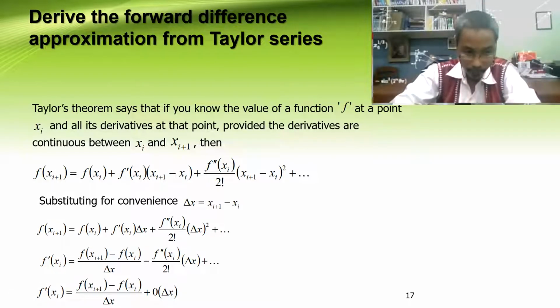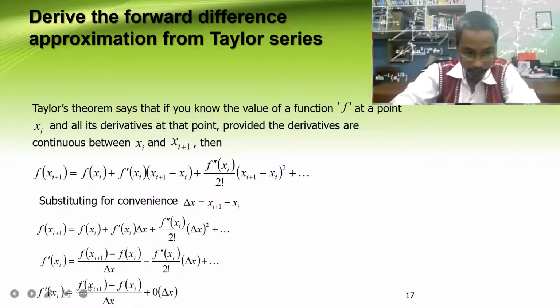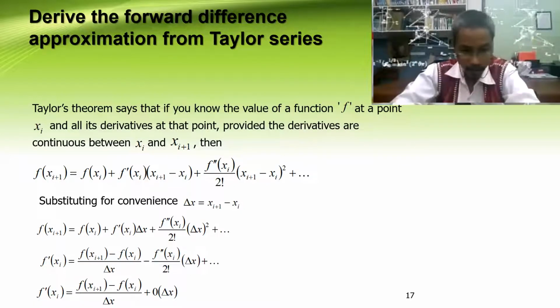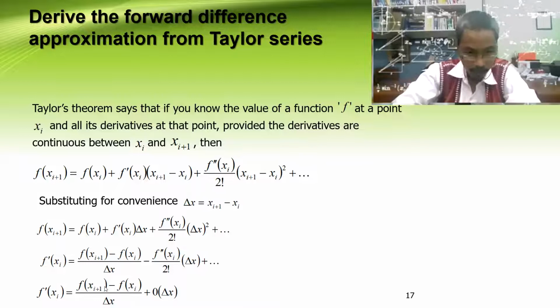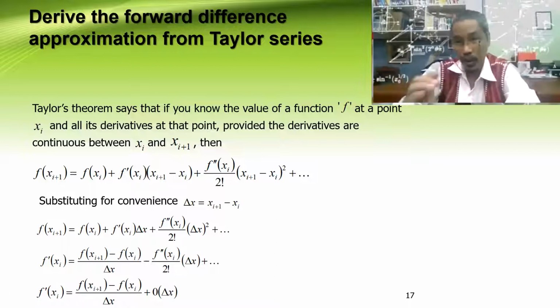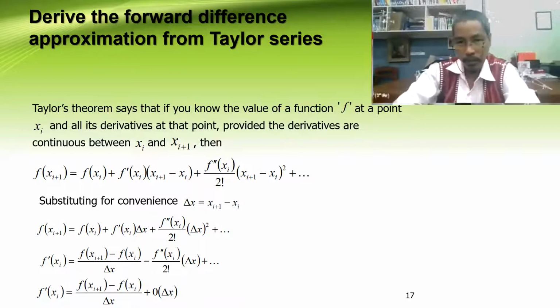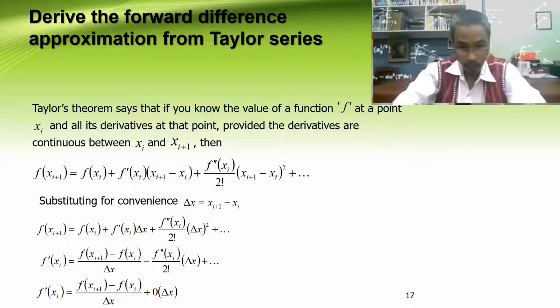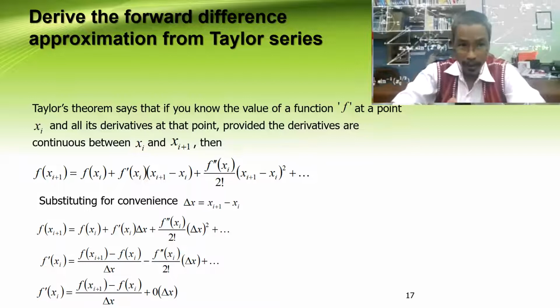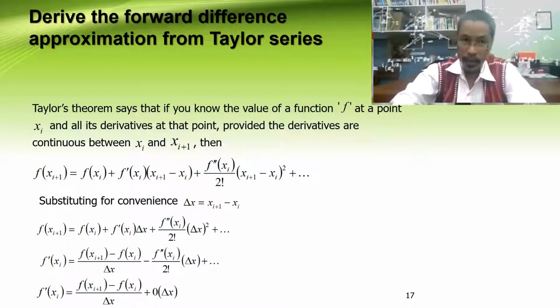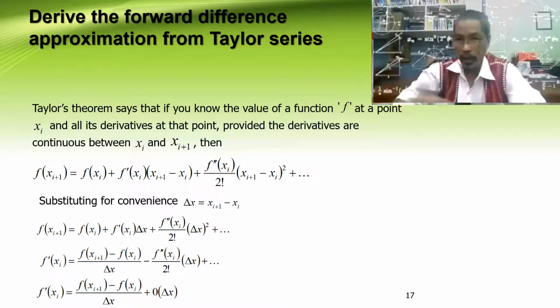If we neglect the third term and the rest of the terms, we have the following equation. It is just the definition of the approximation method for the slope, or the first derivative. And that's how we derive the forward difference approximation method from the Taylor series.